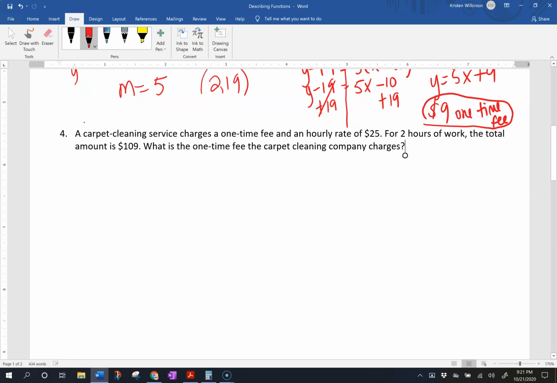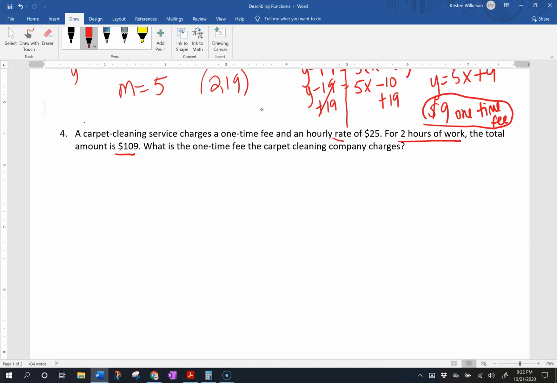Number 4 says a carpet cleaning service charges a one-time fee and an hourly rate of $25. For 2 hours of work, the total amount is $109. So if you're watching this video, I want you to pause it real quick and see if you can write out the point slope form equation and then solve it for y.